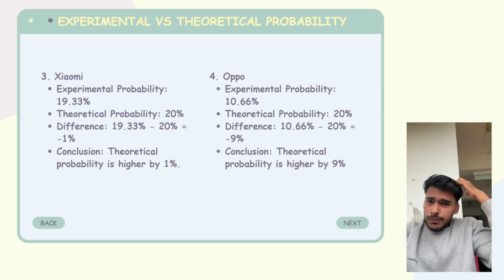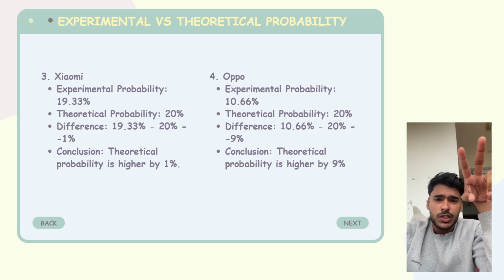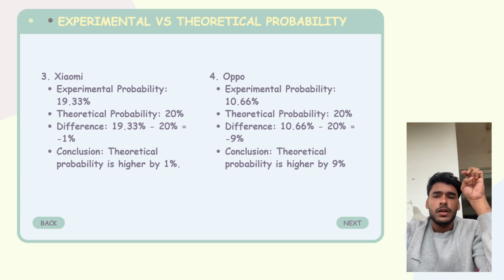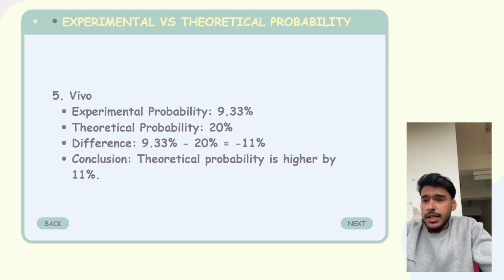Based on the experiment, we know that Oppo conquered about 10.66% for its experimental probability, which differs from our theoretical probability of 20%. To calculate the difference, 10.66% minus 20%, we got negative 9%. Same as Xiaomi, Oppo also has a theoretical probability higher by 9% because it got a negative value for the difference. And the last one, Vivo.